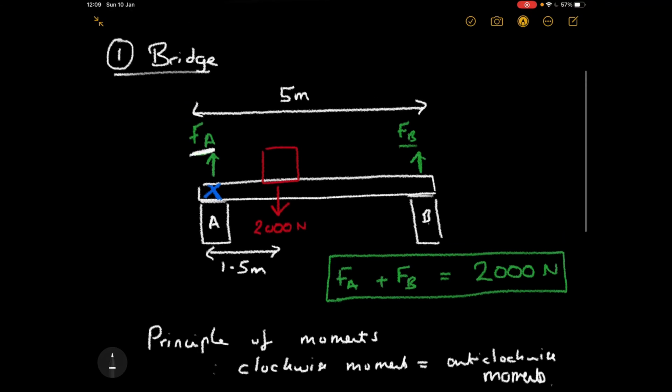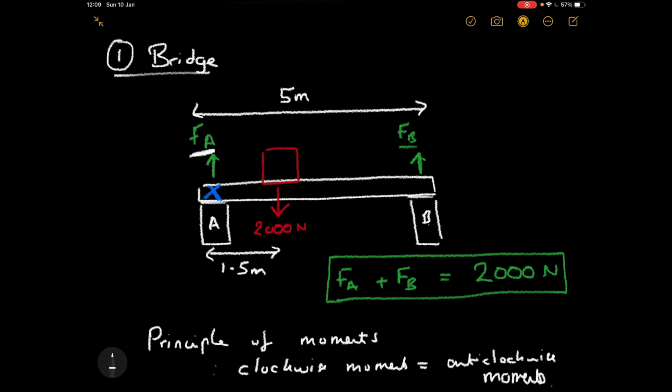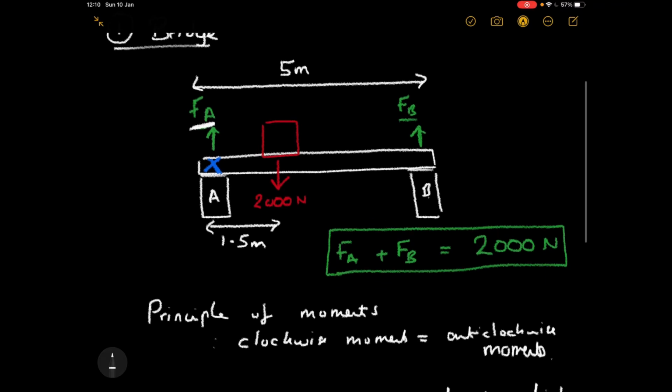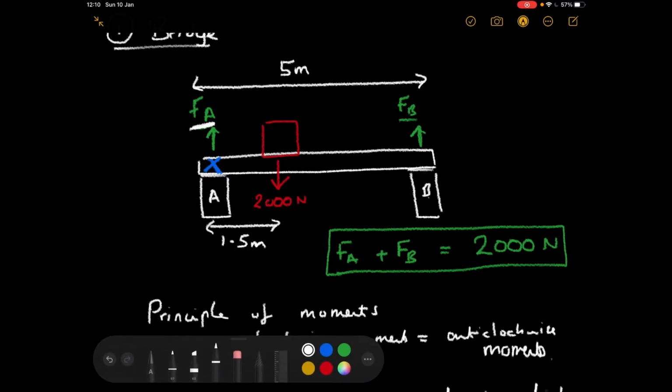It turns out I do not need to worry about this force. I don't need to worry about force A because the distance of that force from pillar A is 0, so it's going to generate 0 moment around that point. If I pick that point, it generates 0 moment. I don't need to worry about it, which is wonderful. So what I now have is I can worry about the weight of the object and force B.